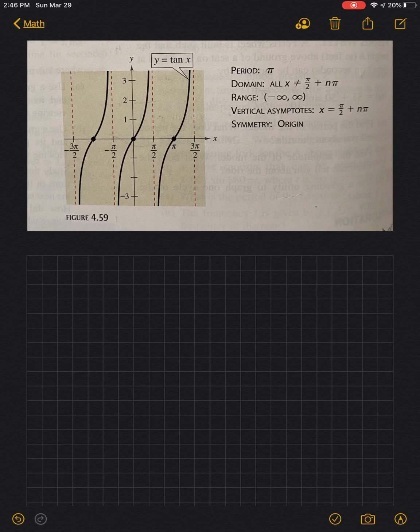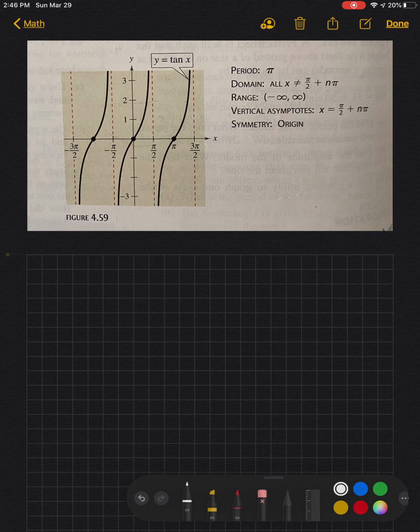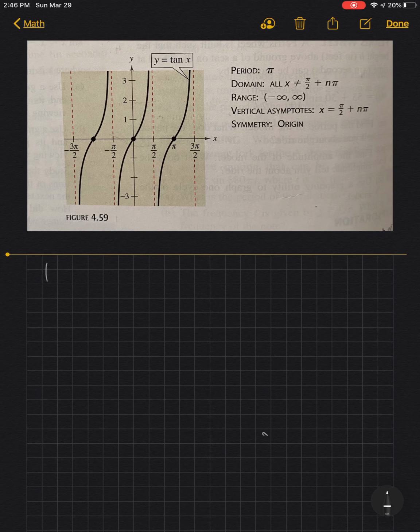So this is tangent. Okay, I'm going to show you how the book gets this picture, and this is the parent function of tangent. Once you can get the parent function of tangent, you can get any function of tangent. But you really need to know how to get the tangent and understand where it comes from. So the first thing to remind you is that tangent is equal to sine over cosine, which another way to look at it is y over x, right?